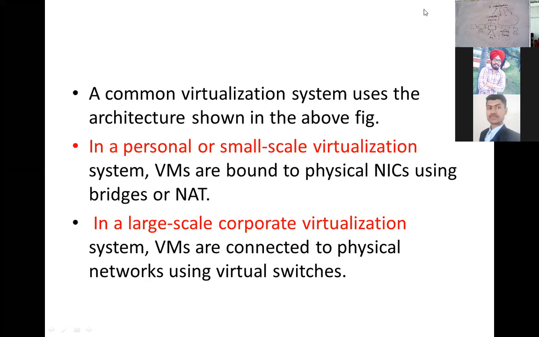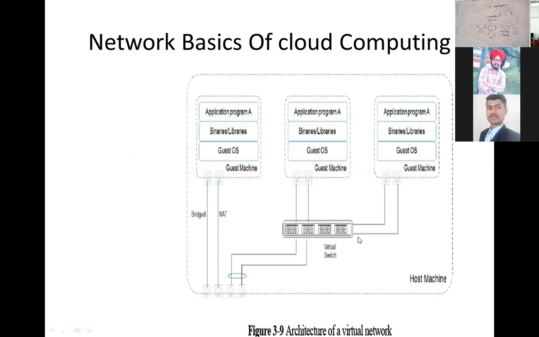In a large scale corporate virtualization system, VMs are connected to the physical network using virtual switches. Whenever we are talking about large scale corporate virtualization, where there are thousands of virtual machines and hundreds of physical computers, we require virtual switches. Those switches you can see on the screen are called virtual switches. Here you can see a host machine handling two virtual machines using a virtual switch. This is the basic concept.